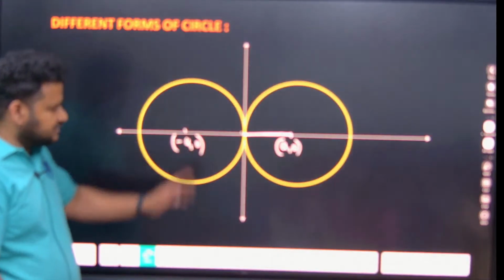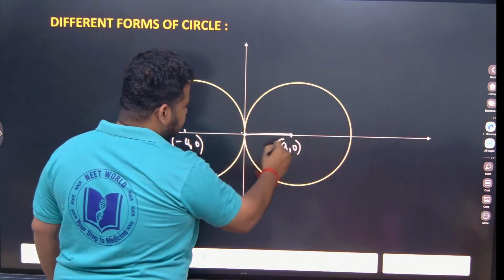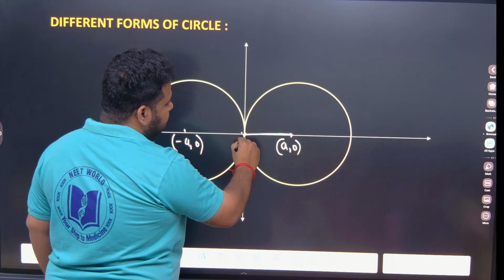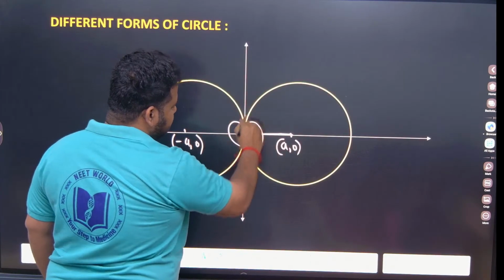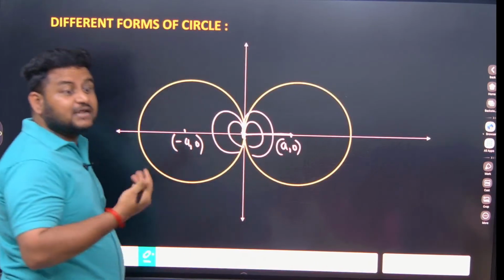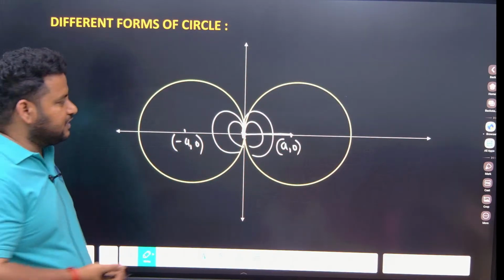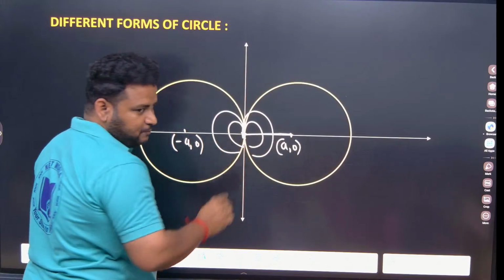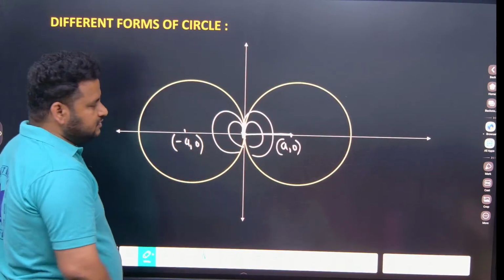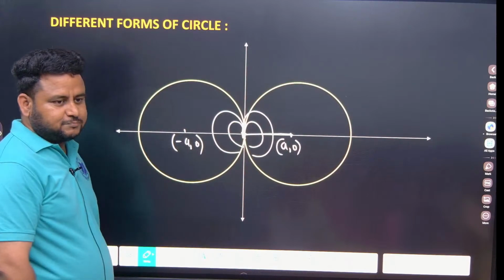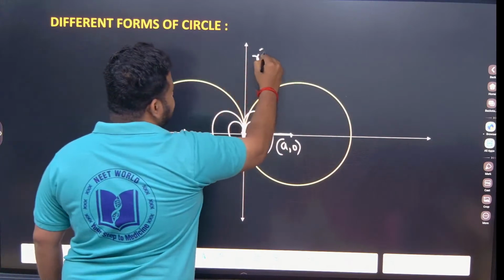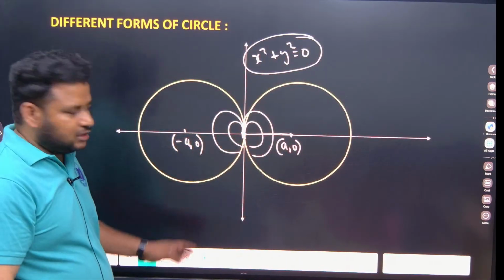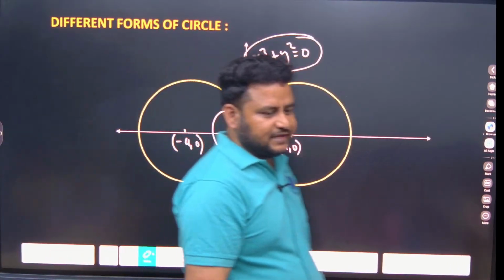So if a circle is written like this, this is the center. But how many circles like that can you draw? Like this, like this, like this. Infinitely many circles you can keep drawing, and from this point you can keep drawing. This is not just a point, this is a point circle. The point circle equation is x squared plus y squared is equal to 0. Understood? How many circles can you draw? Infinitely many circles. Clear?